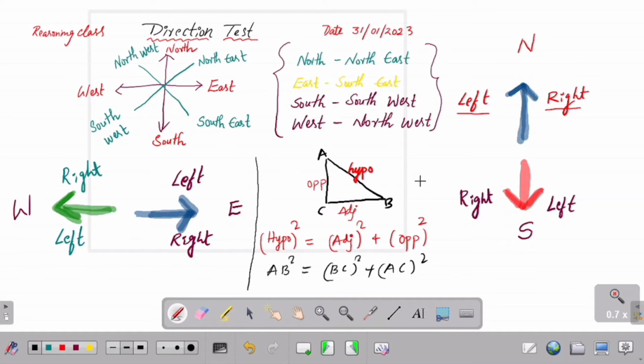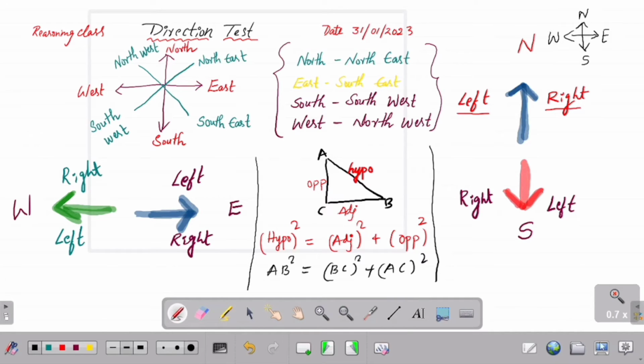Am I clear? Once again I am explaining all the things you need to remember in direction sense. This is a basic diagram, the place diagram, and you never forget this. East, west, north, south. The upside is always north and downwards is always south. The right side becomes east and the left side becomes west.